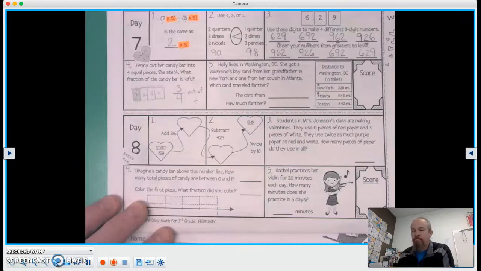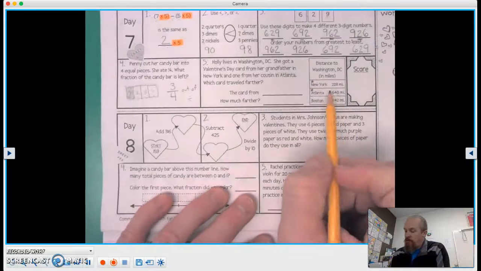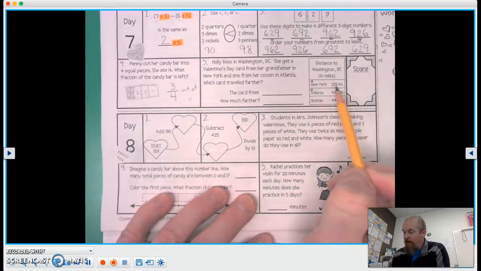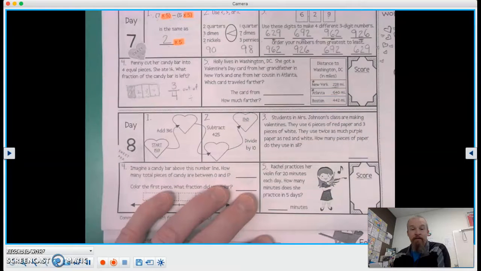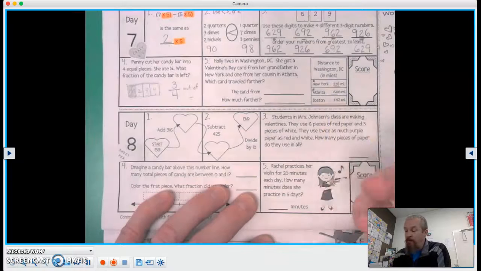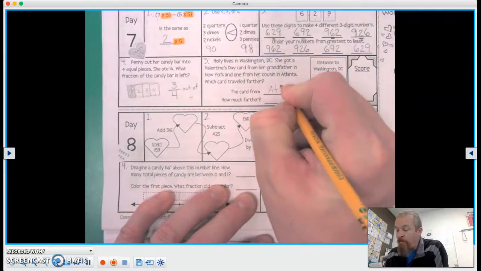So let's look at the question. All right. Which one traveled farther? 228 miles versus 640 miles. Well, the one from Atlanta traveled farther, right? Traveled 640 miles. So the card from Atlanta.